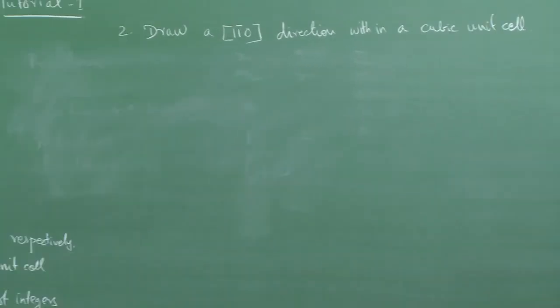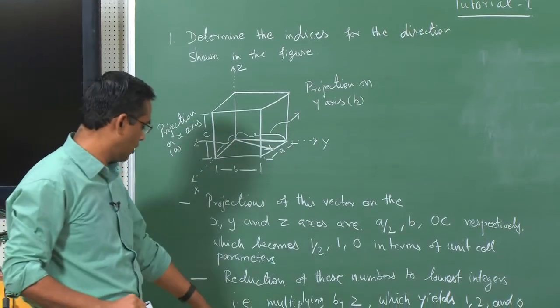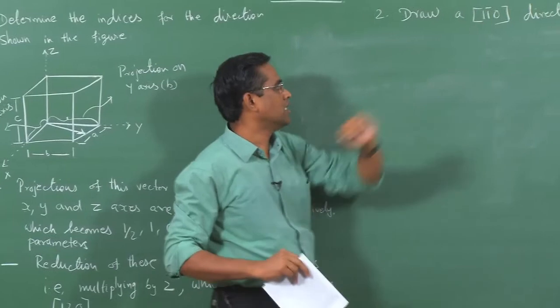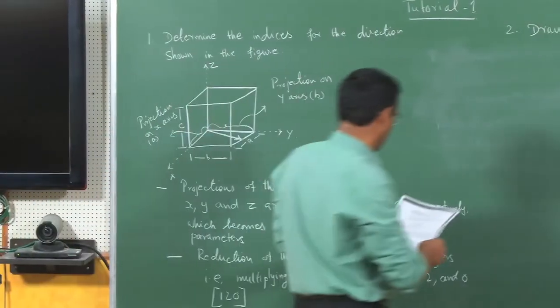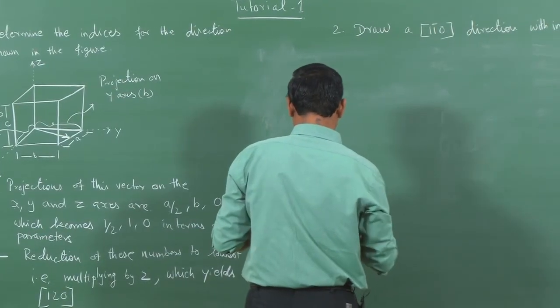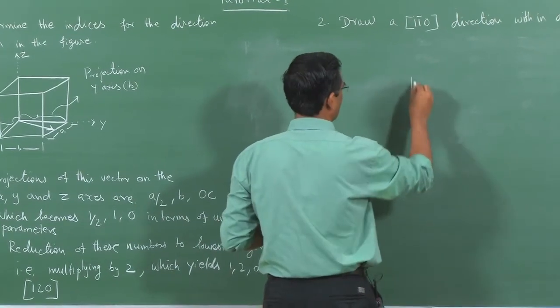So, it is the reverse. What we have earlier seen is we were given the geometry of the crystal and the vector, and then we tried to look at this direction. Now, you have to draw this direction inside the cubic cell. How to go about it? So, again, we will first construct the approximate unit cell.